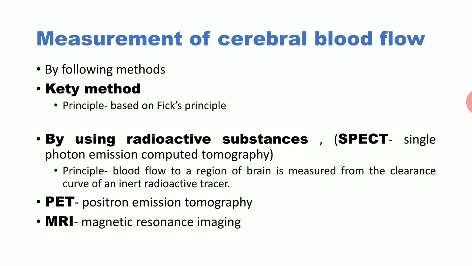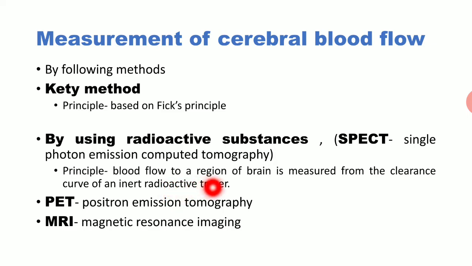Now, measurement of cerebral blood flow. By the following methods, we can measure cerebral blood flow. The KT method. The principle is based on Fick's principle, by using a radioactive substance. Another method is SPECT. It is known as single photon emission computed tomography.